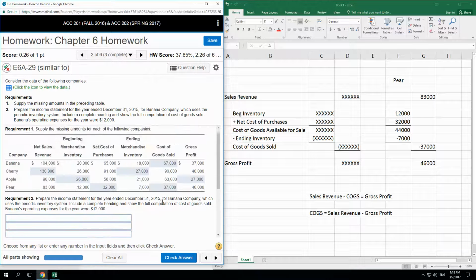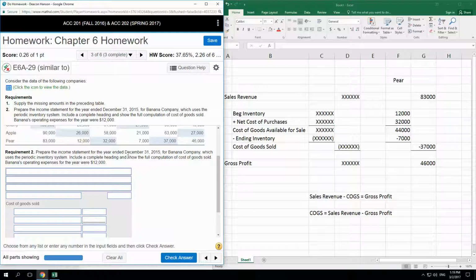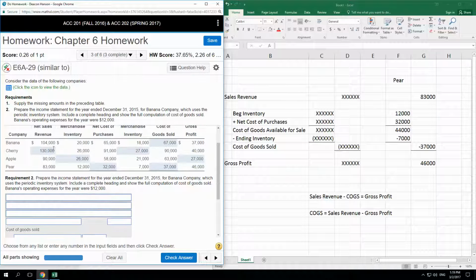Okay. Now what do they want me to do? Prepare the income statement for the year ended December 31st, 2015 for Banana Company, which uses the periodic inventory system. Include a complete heading and show the full computation of cost of goods sold. Banana's operating expenses for the year were 12,000. It's really just taking this data from Banana here and putting it into an income statement format.